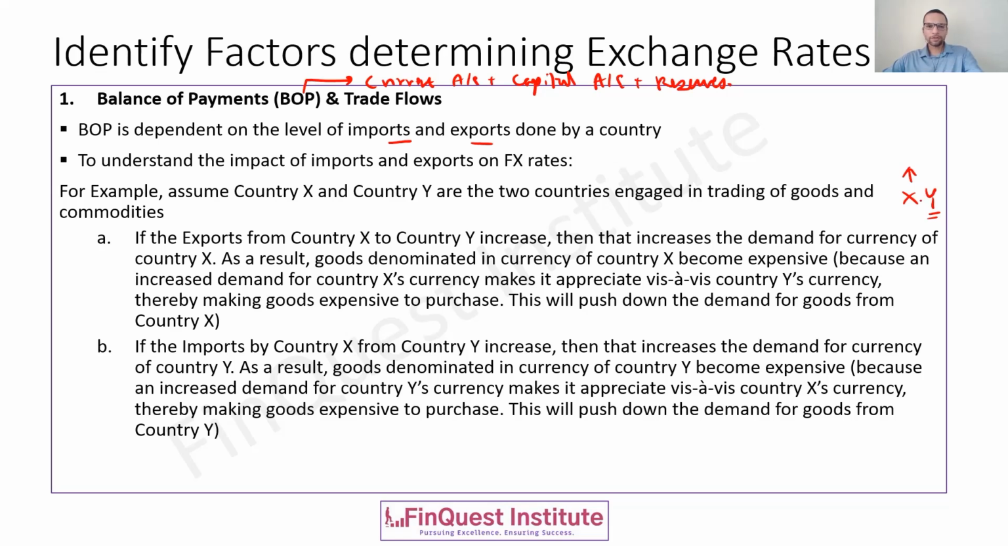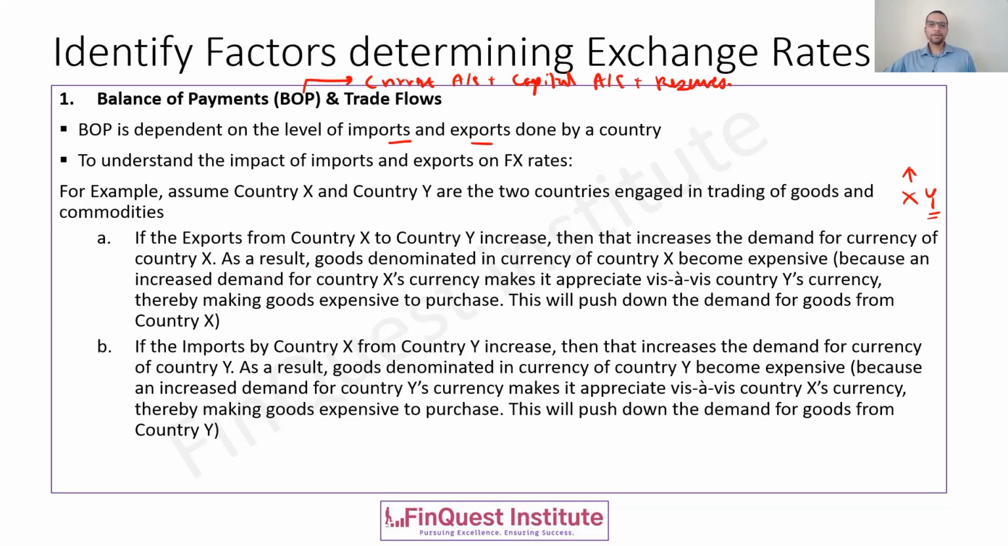So because of this, country X's currency is going to appreciate as compared to country Y, and the goods made by country X are going to become very expensive. In response, this will naturally push down the demand for goods from country X, because people in country Y will say that the products we used to consume from country X are simply too expensive now and we can't really afford them.